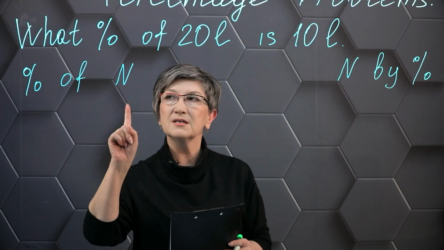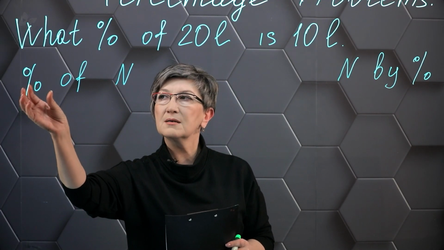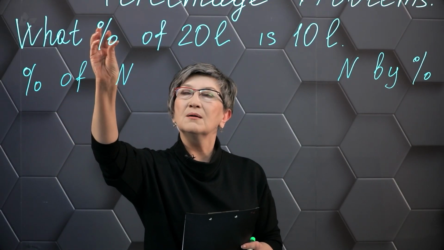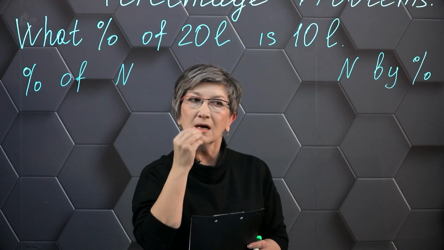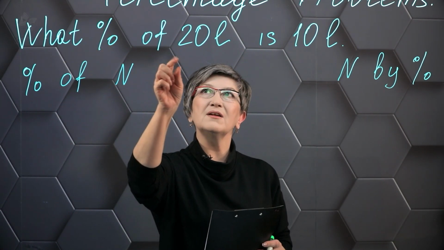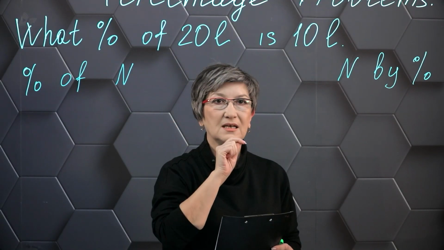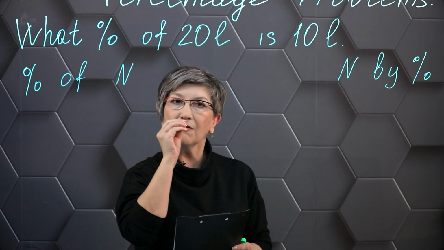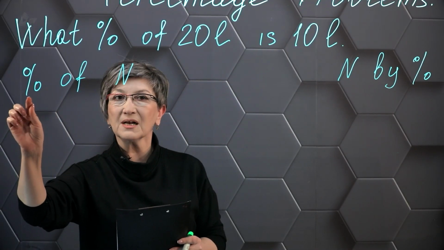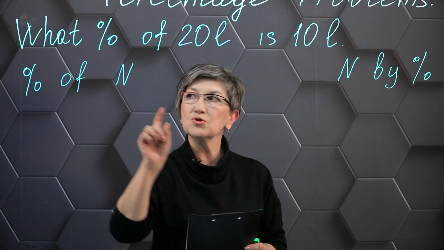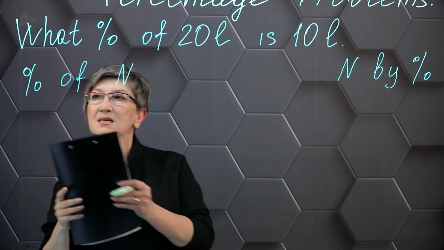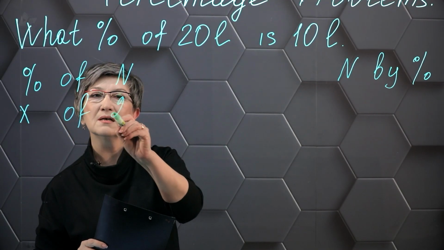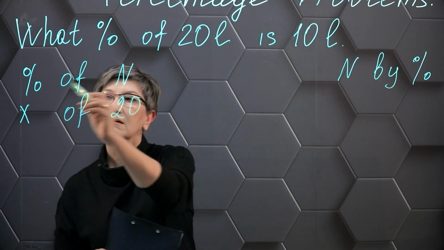And I want to draw your attention to the fact that if we found the percentage of a number, let's go back to our problem. We need to find the percentage. What percentage of 20 liters is 10 liters? So, in other words, I need to find the percentages. And in the previous problem, we were looking for percentages of the number. And what do we get? So we don't know the percentages. We know the number, and it all equals 10.